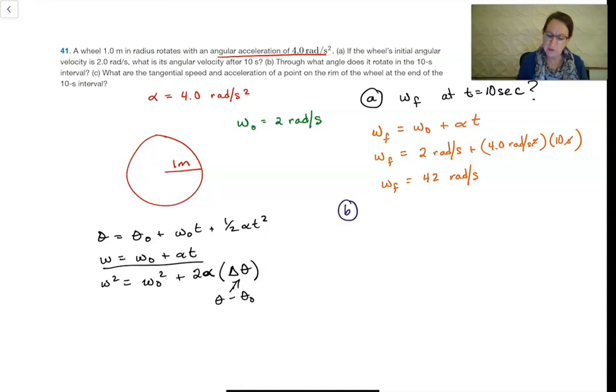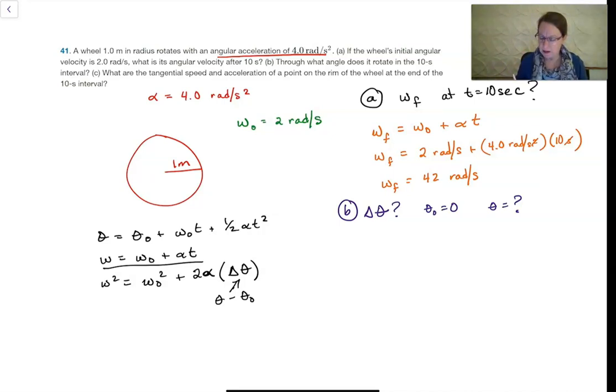B is, through what angle does it rotate in the 10-second interval? So we want to know basically delta theta, or we can say theta naught equals 0, so now we want to know what theta is. Either way, we can set this up. You want to be careful though.